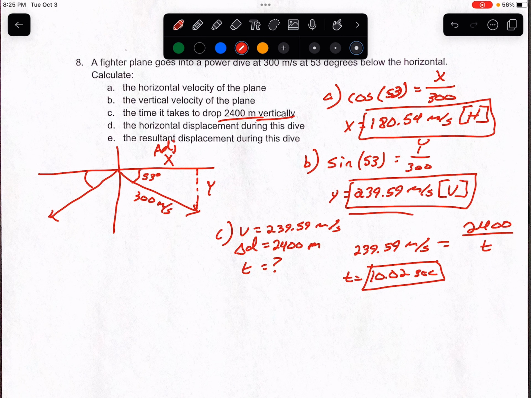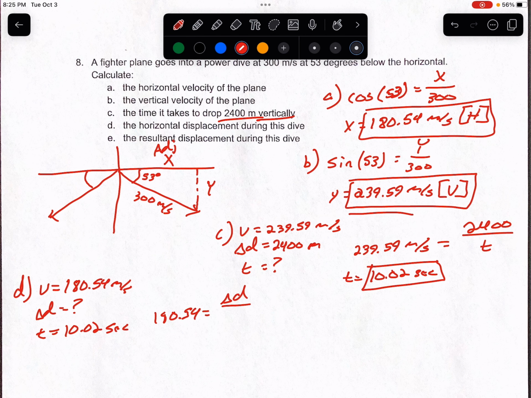Now part D, it says the horizontal displacement, so that means I'm looking for the horizontal distance. So we're going to set up our V, our D, and our T. If I'm talking about going horizontally, that means I'm going to use the velocity that's going horizontal. That is the 180.54 meters per second. And I want to know what is the horizontal displacement, so I don't know what D is. And my time, I already figured that was 10.02 seconds. So plug in, 180.54 equals D over your time, which is 10.02 seconds.